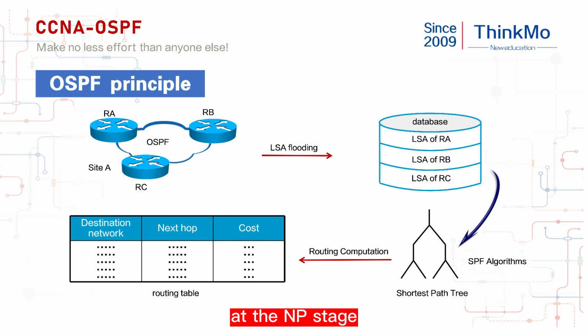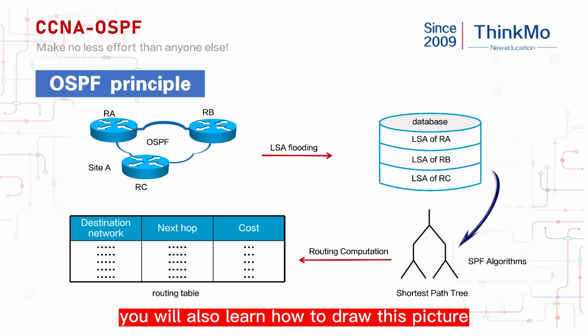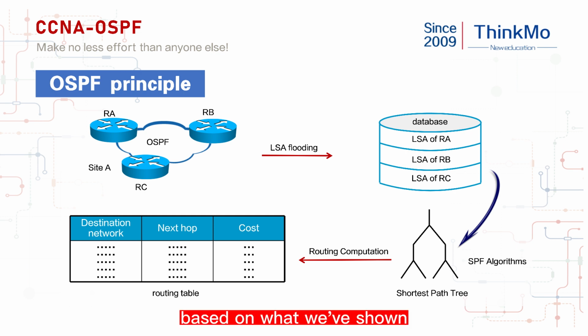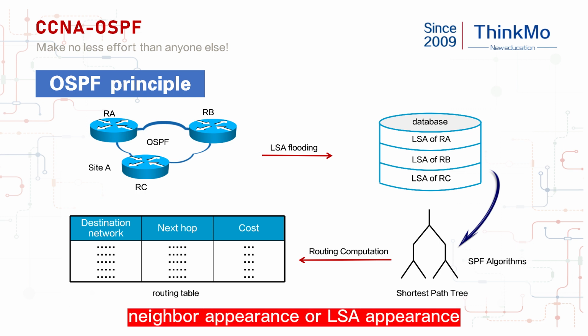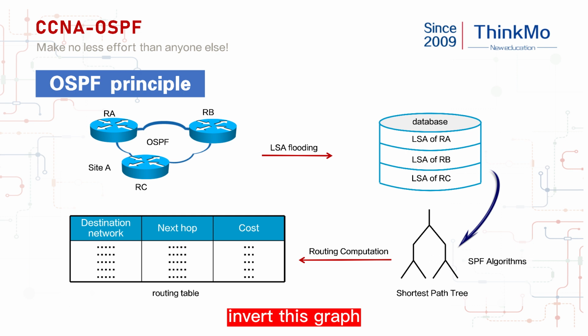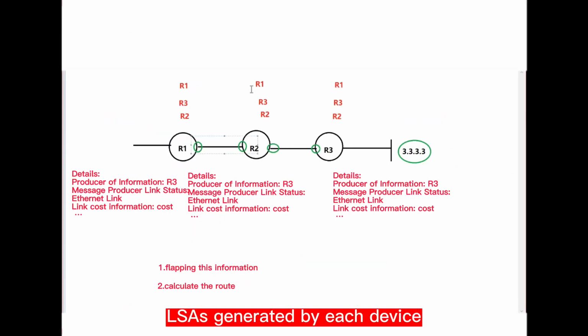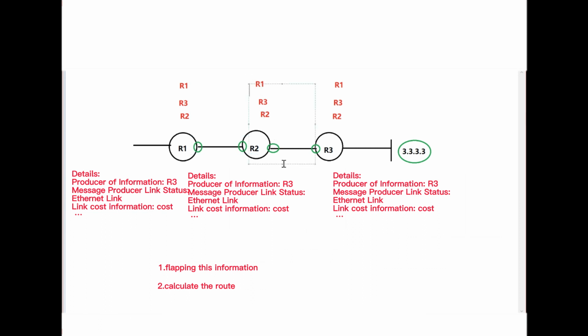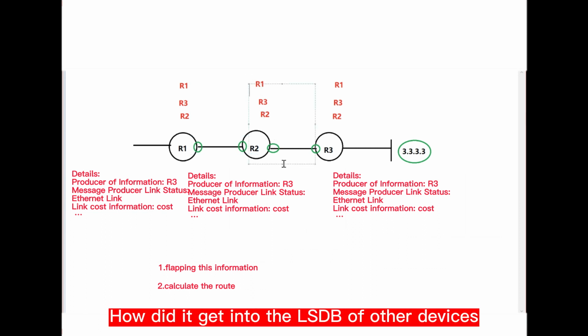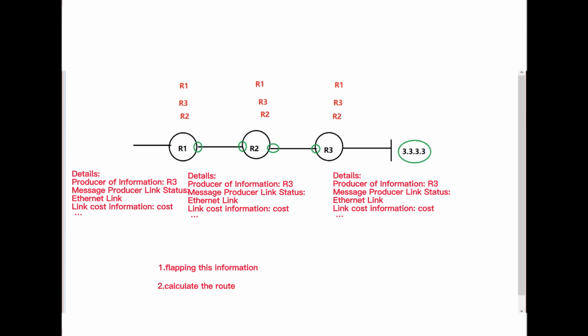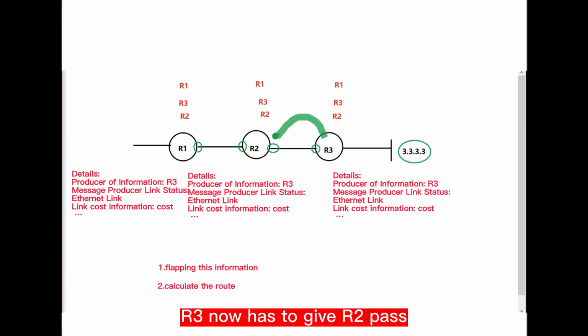At the NP stage, you will also learn how to draw this picture, based on what we've shown: neighbor appearance or LSA appearance. Invert this graph. So now we have to think about a question. How did the LSAs generated by each device get into the LSDB of other devices? That is, R3 now has to pass them to R2.